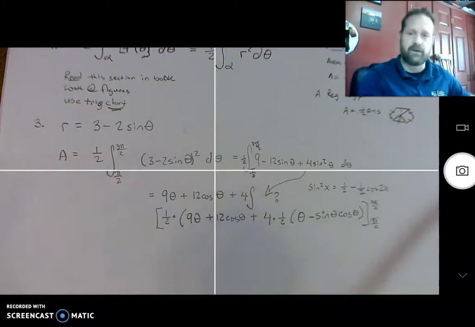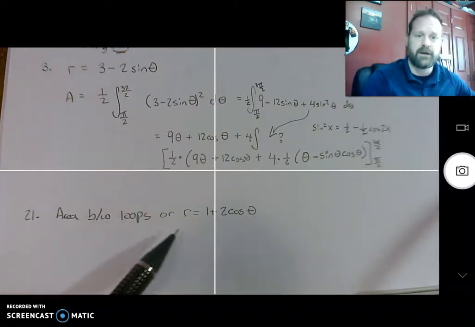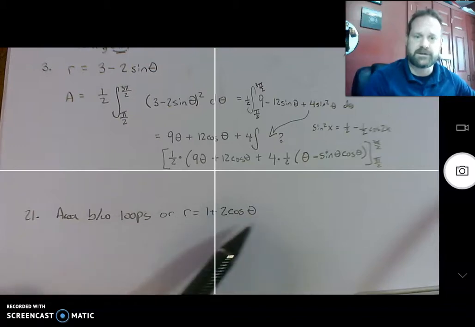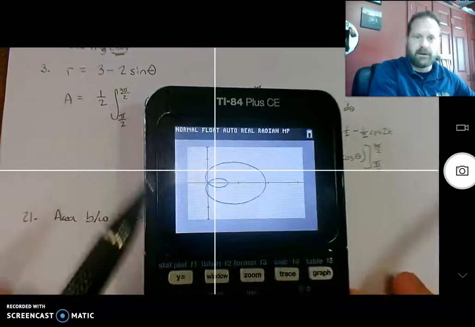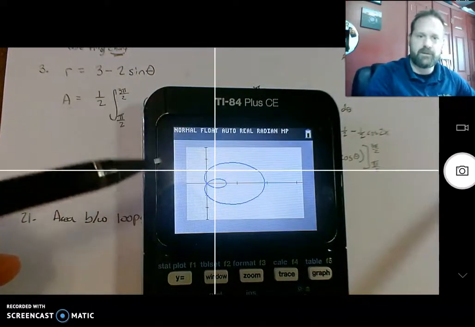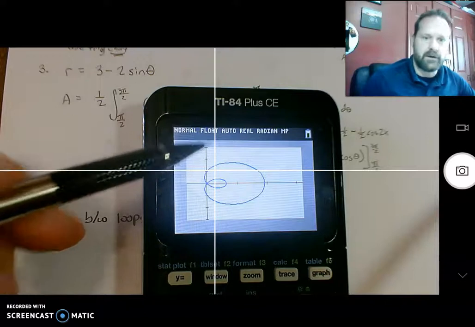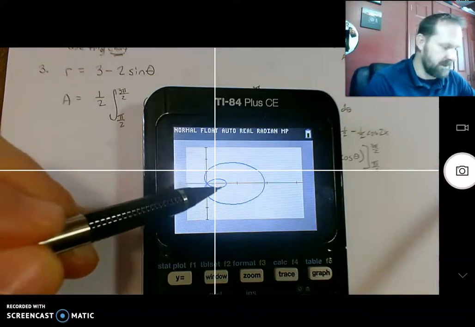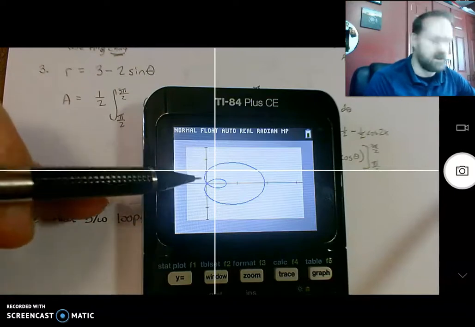We're going to carry on because I want to do one that's way more complicated and more fun. This is number 21 in your book, and they're asking for the area between the loops of this equation. I've got the graph going on here. Let me get out the glare. What in the world do they mean between loops? Well, if you look at the previous problems, it says inner loop and then outer loop. If it asked for the inner loop, that would be here. But they're asking for the area between the loops.